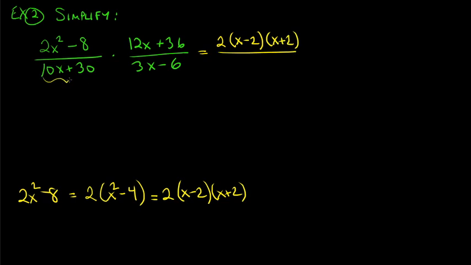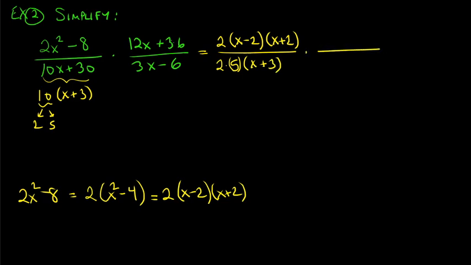Now we factor the first denominator, 10x plus 30. You can factor out a 10, and you're left with x plus 3. And the 10, of course, can factor as 2 times 5. So the denominator here is 2 times 5 times, I'll put the 5 in parentheses, times (x plus 3).